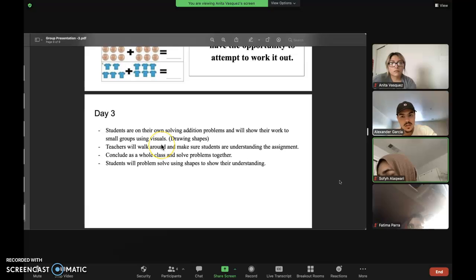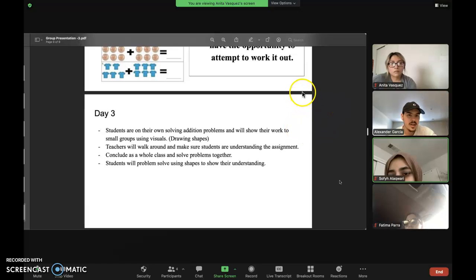And then after all of this, students will be working as a whole classroom. So we will conclude as a whole class and solve problems together. What this is going to look like is the teachers are going to come back to the front of the classroom and we'll be doing problems on the whiteboards. Us as teachers, we're going to present problems on the whiteboard, but then we're going to have the students solve them through participation.